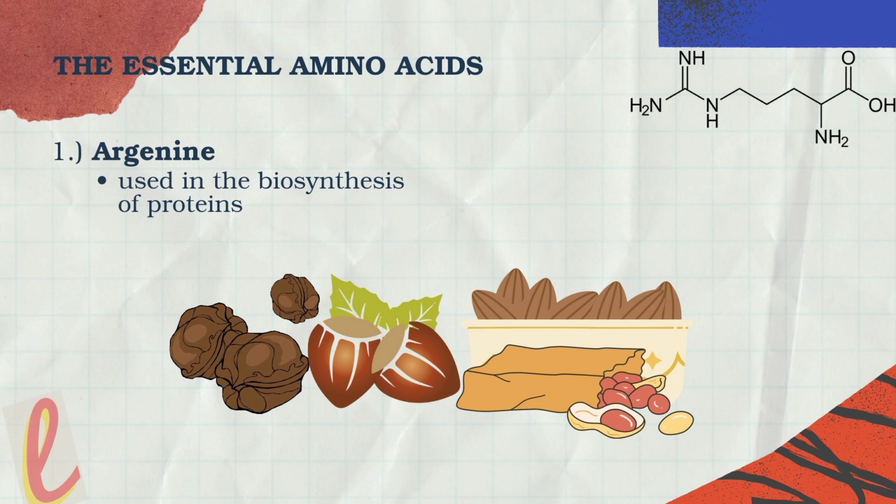First, we have arginine, which is used in the biosynthesis of proteins. Note that arginine is required for growth in children but is not an essential amino acid for adults. Examples of foods with arginine are walnuts, hazelnuts, almonds, and peanuts.